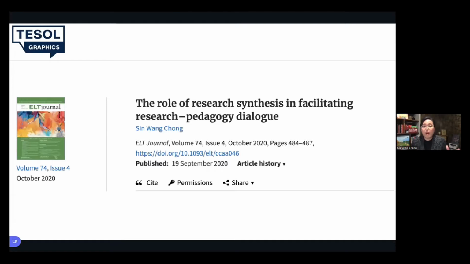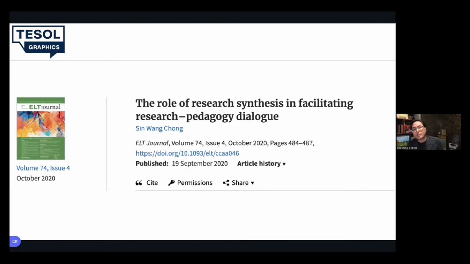So there are a lot of ways to promote research-pedagogy dialogues, for sure. But what I was thinking about is, in particular, the role of research synthesis in facilitating research-pedagogy dialogue. And I wrote a short piece in ELT Journal talking precisely about that. And I think there is a lot of untapped potential of research synthesis as a research genre to offer to practitioners. I know we have been talking about research synthesis in applied linguistics, in particular meta-analysis.